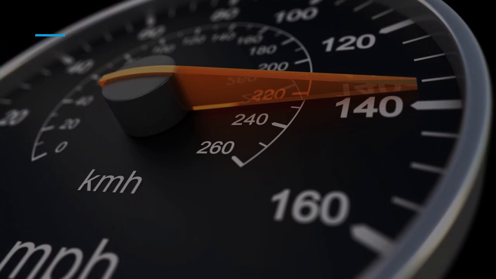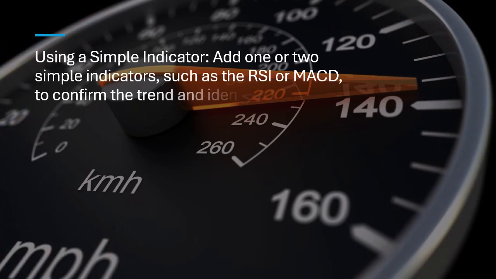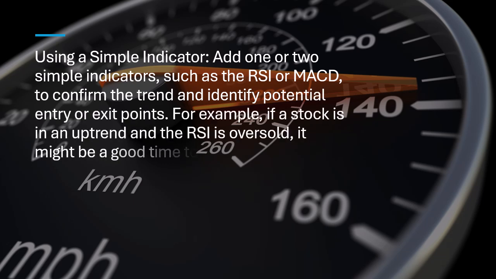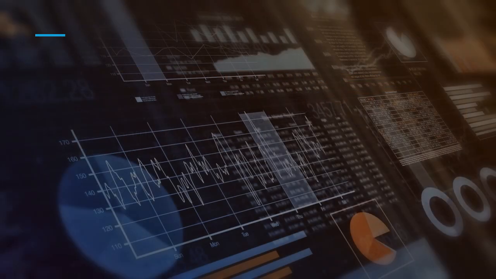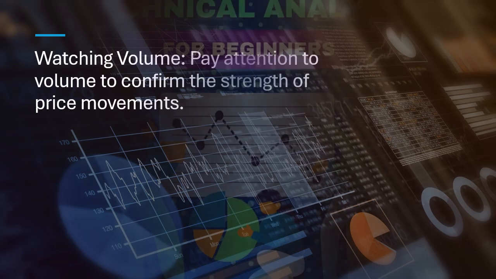Using a simple indicator, add one or two simple indicators, such as the RSI or MACD, to confirm the trend and identify potential entry or exit points. For example, if a stock is in an uptrend and the RSI is oversold, it might be a good time to buy. Watching volume. Pay attention to volume to confirm the strength of price movements.